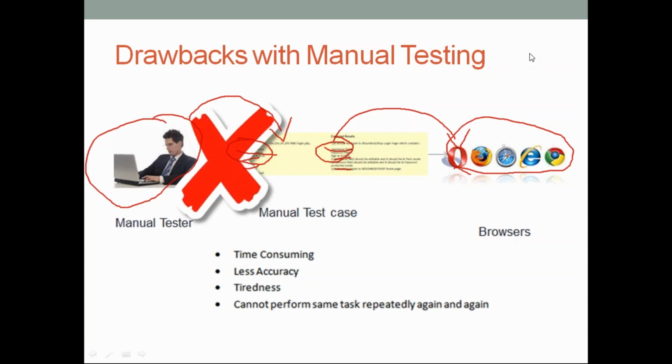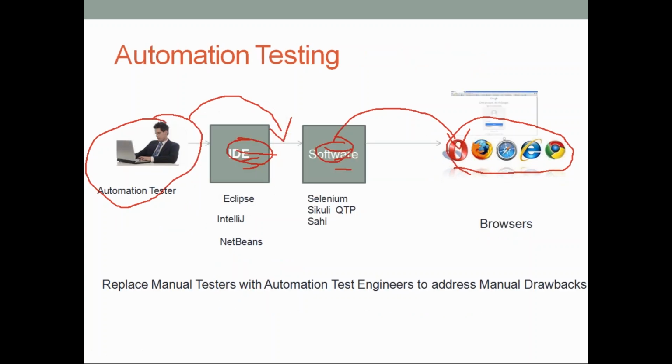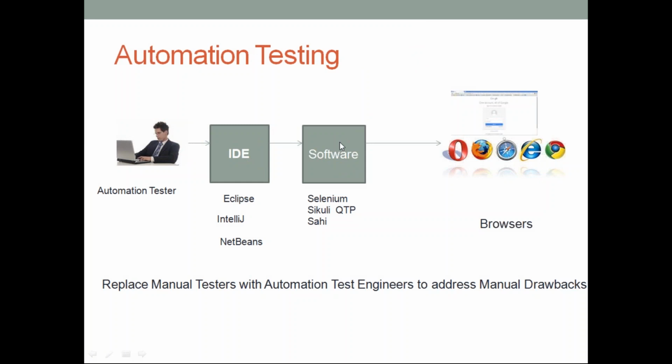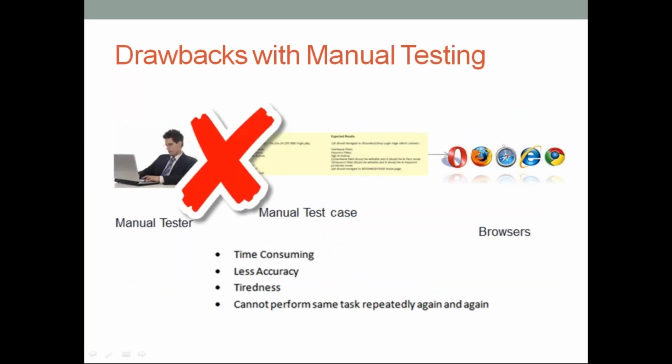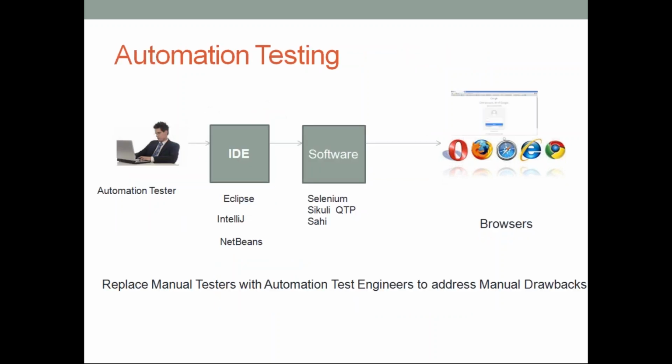So let us go ahead and see how the automation overview will look like, right? So the next slide, if you look at here, right? So what we have done is, in the previous slide we have a manual tester and a manual testing process, and then the browsers at the end. So what we have done is we just removed the manual tester and replaced the manual tester with an automation tester.